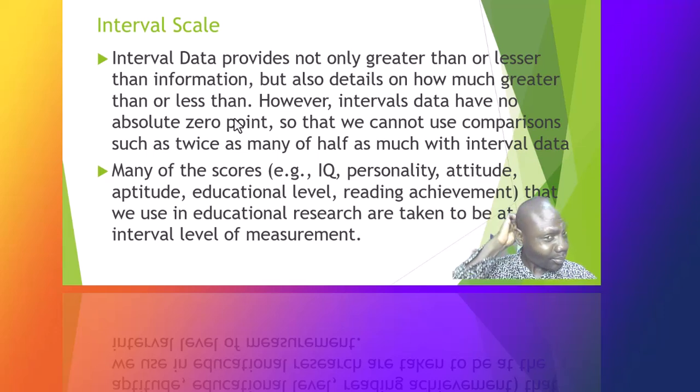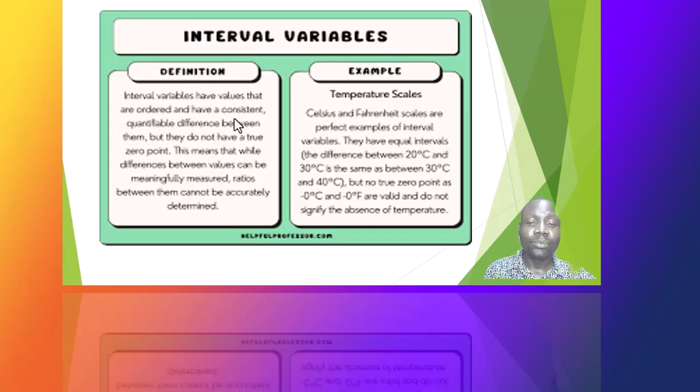For example, when you have an achievement test and somebody scored zero, it does not mean the person has no knowledge at all. But based on your skill, the person has scored zero. So many of the things such as IQ, personality, aptitude, educational level, reading achievement, are usually on interval scale. The interval scale that is common in the sciences is temperature: the Celsius scale and the Fahrenheit scale.